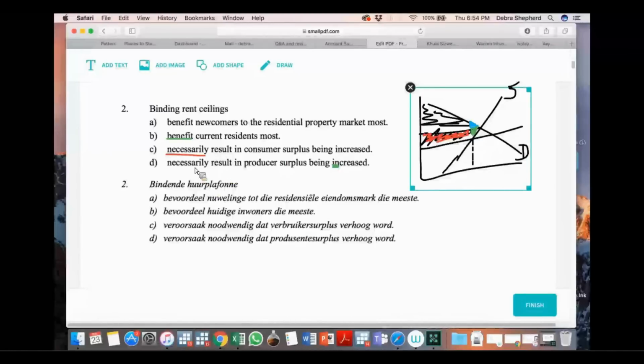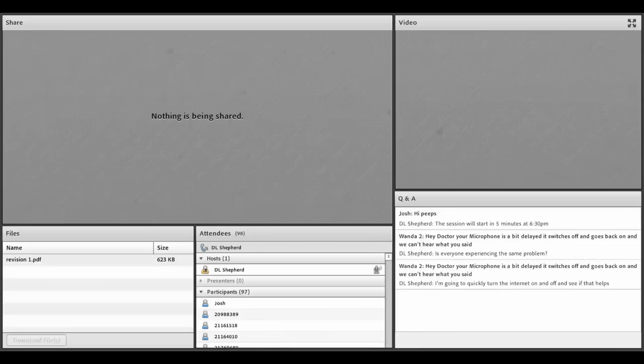We can, however, definitely know that producer surplus will decrease. And we can also definitely know that total surplus will decrease, because total surplus would have decreased by that deadweight loss. What happened to the search costs?